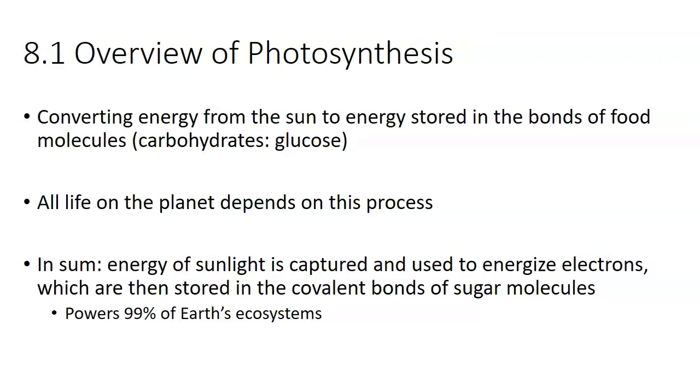As an overview, photosynthesis is a metabolic process, so it's a pathway with lots of intermediate steps where we convert energy from the sun, which is in the form of wave energy, to the energy stored in the chemical bonds of food, organic molecules like glucose. We take energy from the sun and convert it to chemical stored energy, or potential energy. All life on our planet depends on this process of photosynthesis.